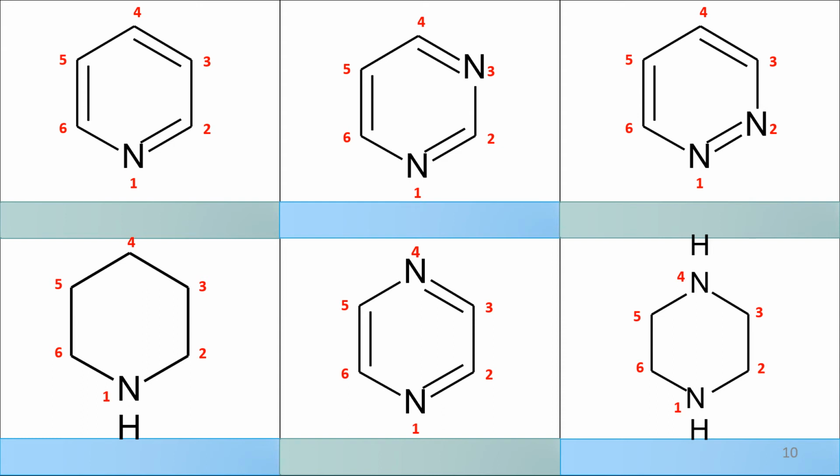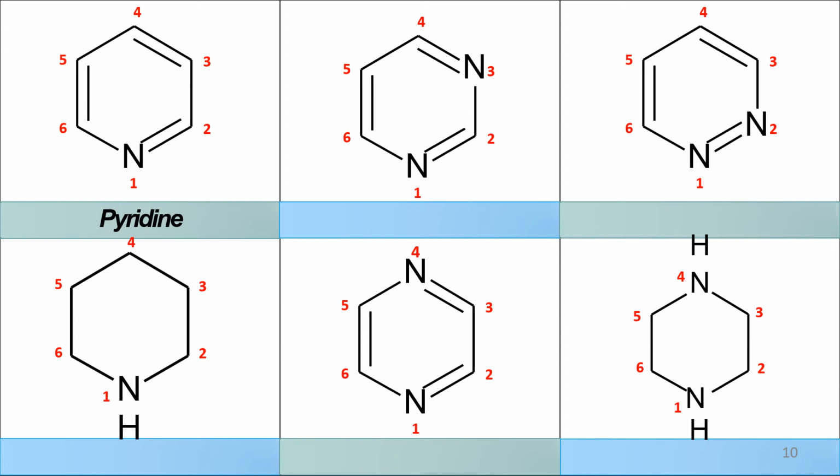Now we move towards the 6-membered rings. A 6-membered ring containing one heteroatom. What is the name of the structure? What prefixes are used? Which prefixes have we used? Nitrogen is pyra or aza, and the suffix is ine.